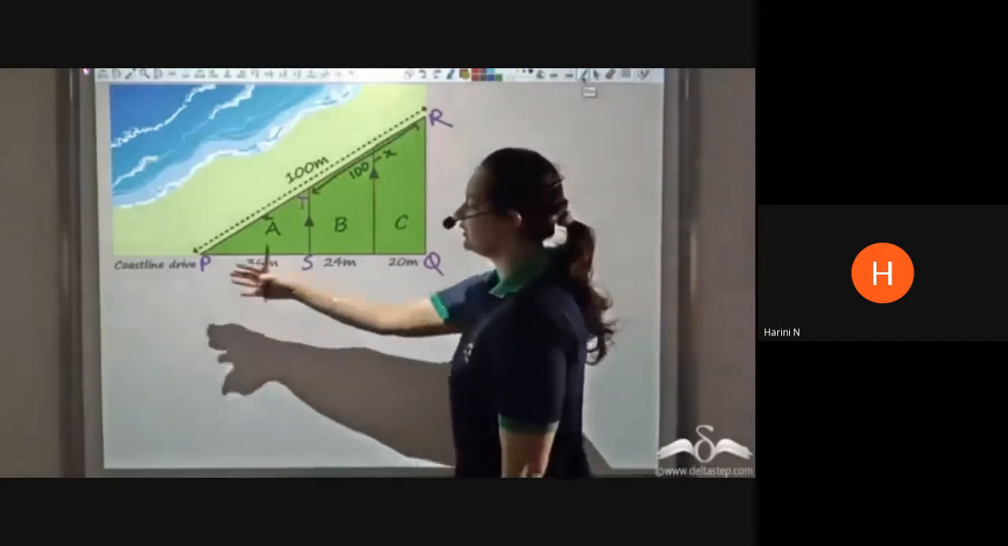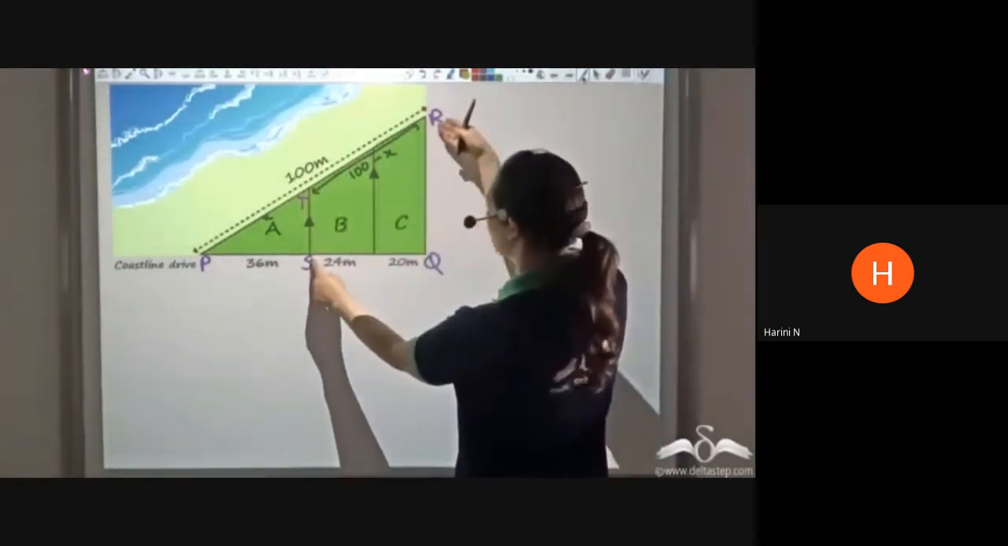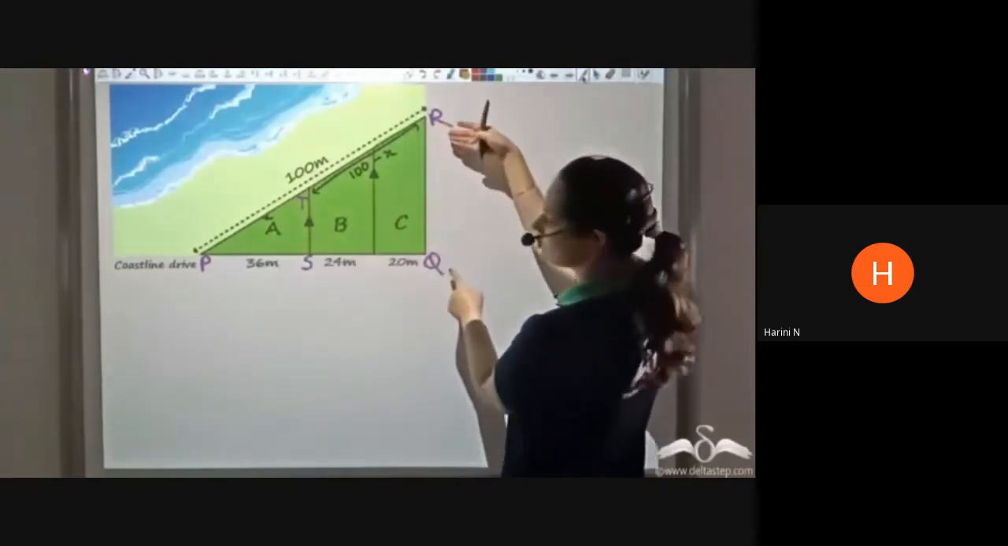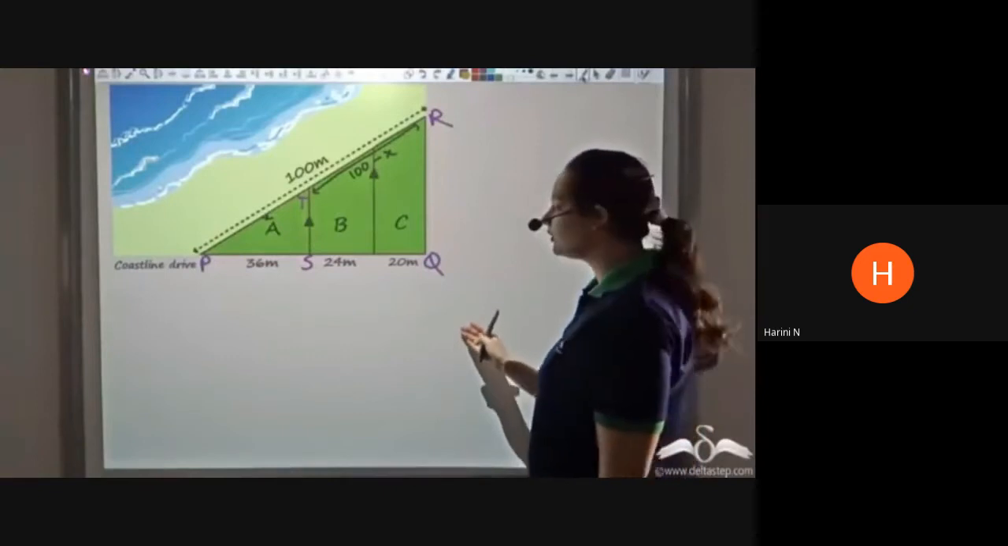So we have this triangle PQR, and there's this line ST, which is parallel to one of the sides of the triangle, QR. So ST is parallel to QR, so I can apply the basic proportionality theorem.